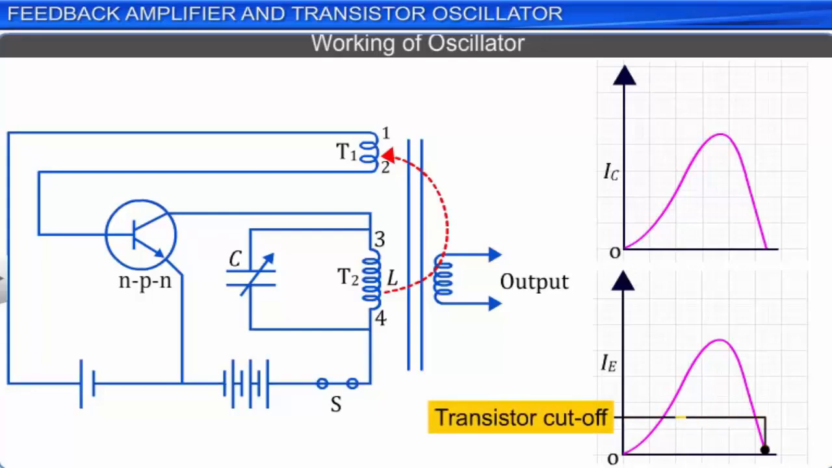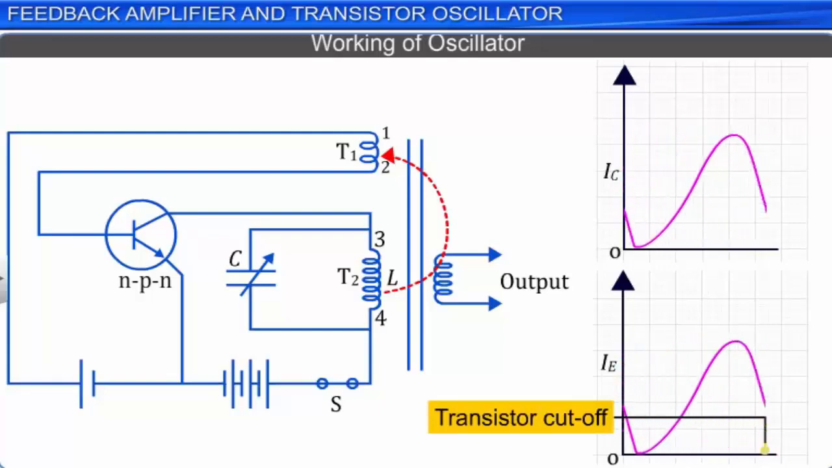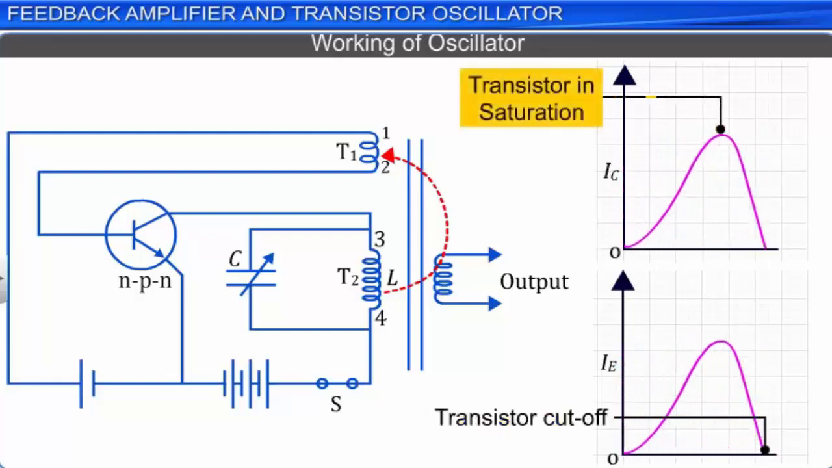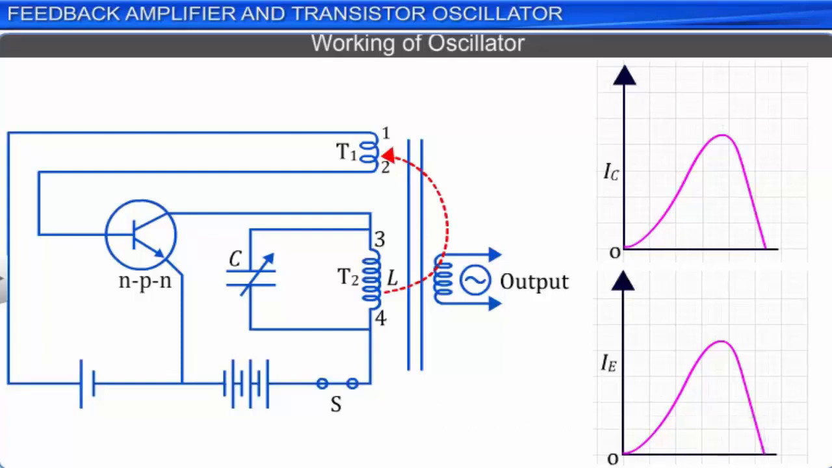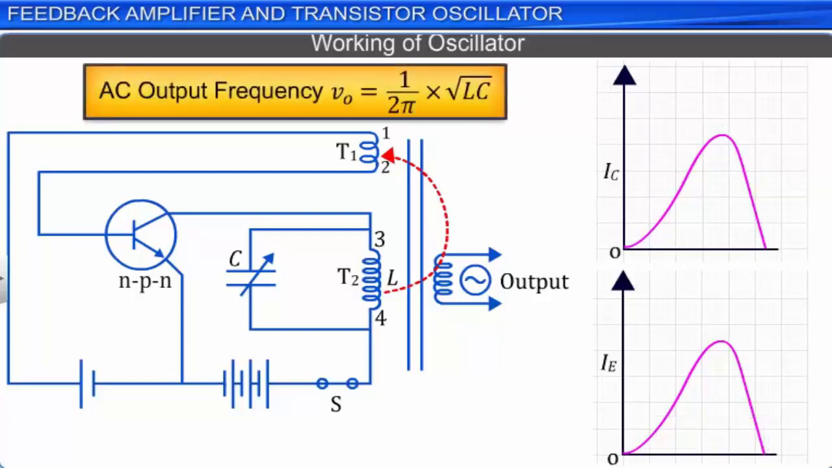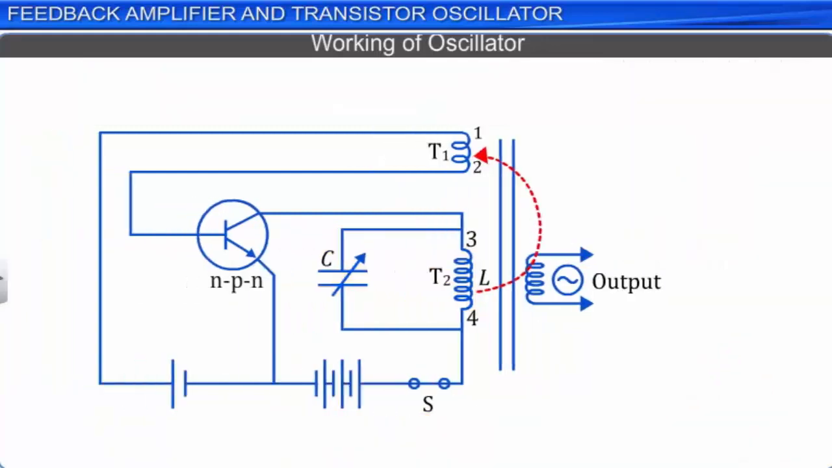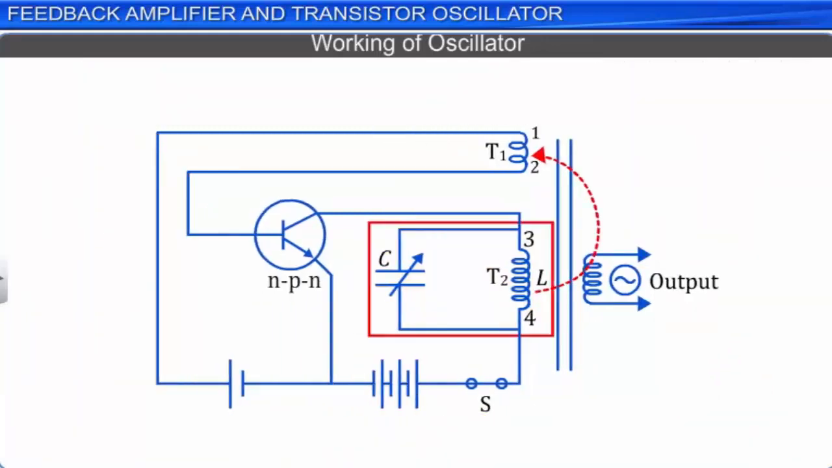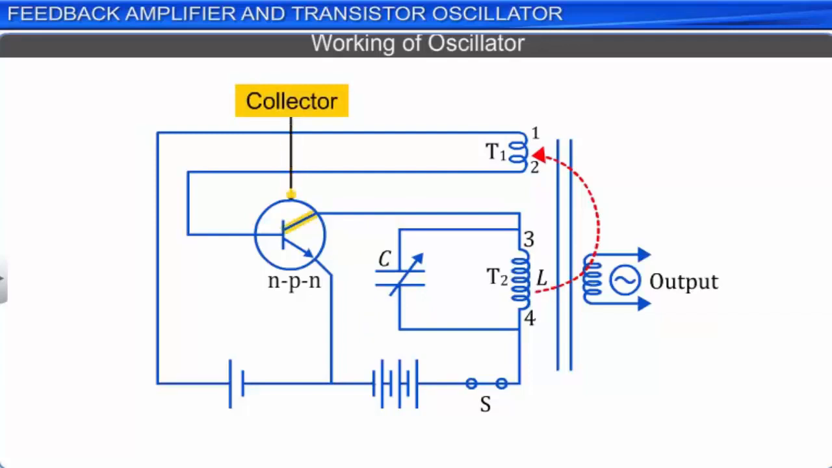From the cutoff state, the transistor moves to saturation state and back. The cycle continues, giving rise to an AC output. The frequency of the AC output voltage is equal to the resonant frequency of the LC circuit formed by the inductance L of coil T2 and the capacitance C. Since the LC circuit is connected on the collector side of the common terminal, this form of an oscillator circuit is called the tuned collector oscillator.